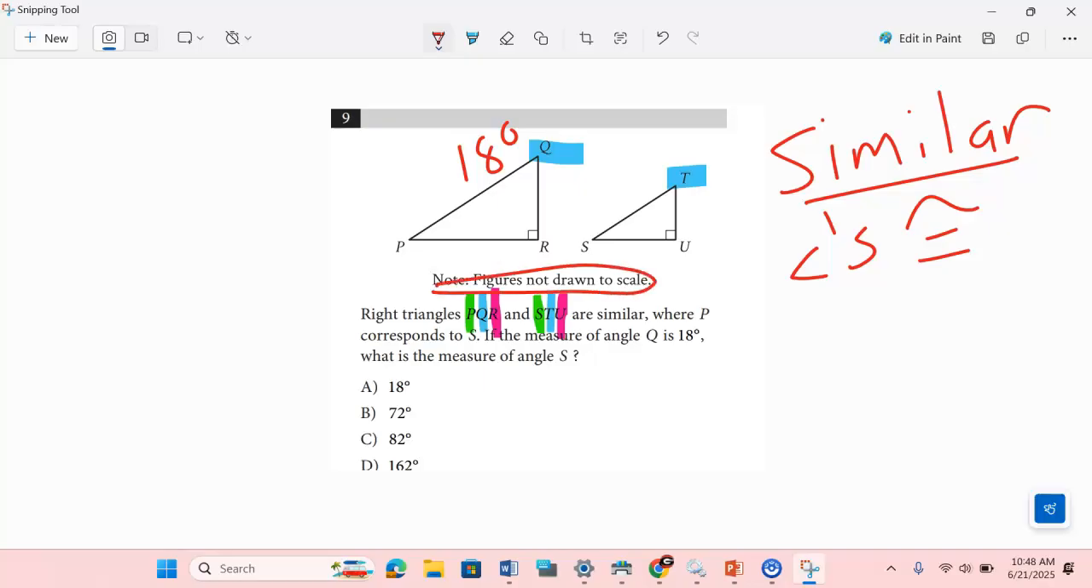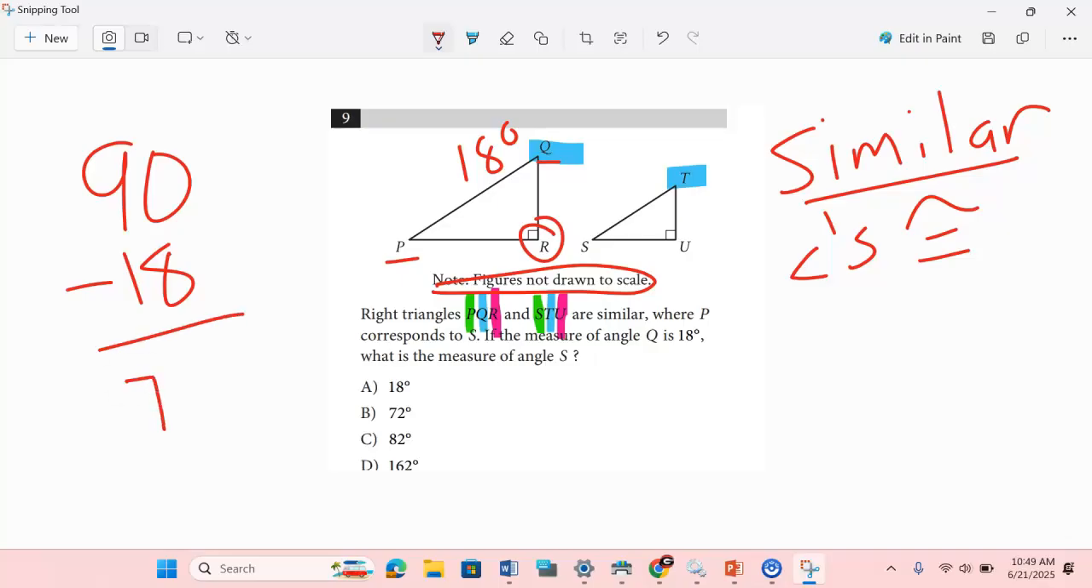A lot of times they're very closely drawn to scale, but it always tends to say that. But this one truly is not drawn to scale at all. That looks much bigger than 18. Well, since the 3 angles of a triangle all add to 180, that means there's 90 degrees available for P and Q, because 90 of it is taken up right there. So if I calculate over here 90 minus 18, that tells me the measure of angle P, 72 degrees.